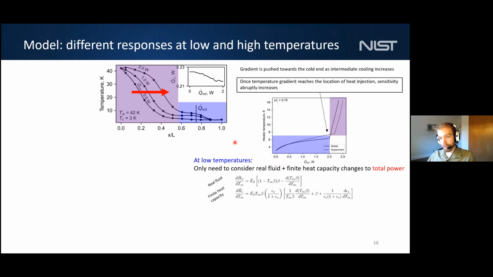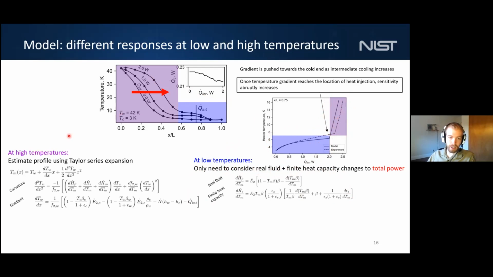So what we've done is we've developed this model in 2 parts. At low temperatures, we only consider real fluid and finite heat capacity changes to total power. So we use these 2 derivatives to develop this bottom part of the model. At high temperatures, we estimate the temperature profile using a Taylor series expansion, and the equations for this expansion are given here. I don't have time to talk about it, but essentially we solve for the curvature and gradient of a downward facing parabola using energy conservation.